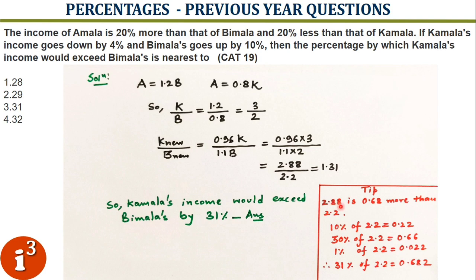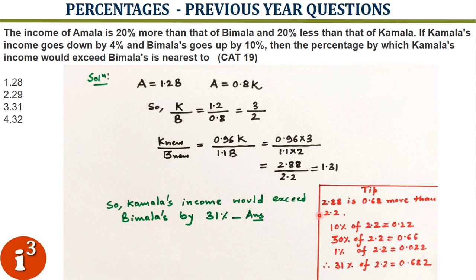2.88 is 0.68 more than 2.2, meaning 2.88 minus 2.2 is 0.68. So how much more? 0.68. You know 10% is 0.22, so 30% will be 0.66. So it is just a bit more than 30%. 30% is 0.66. 1% is how much? 1% of 2.2 is 0.022. So if you add 31%, it will be 0.66 plus 0.022, which means 0.682.